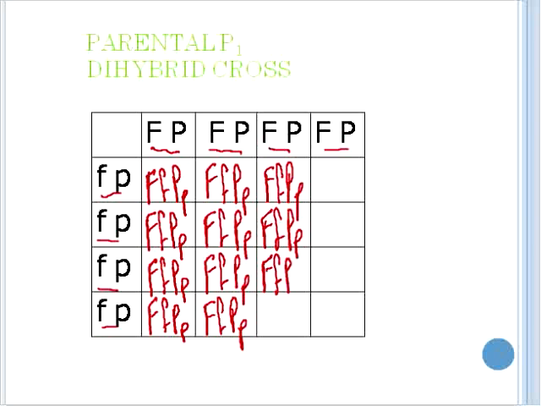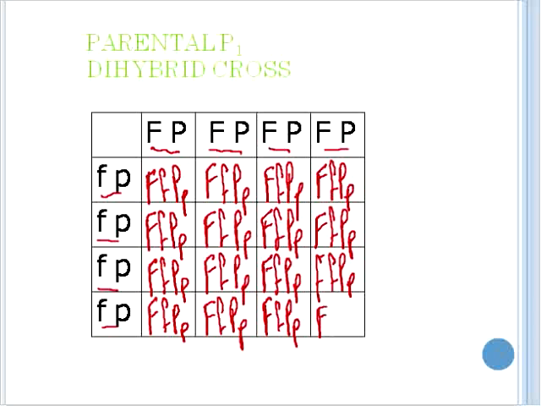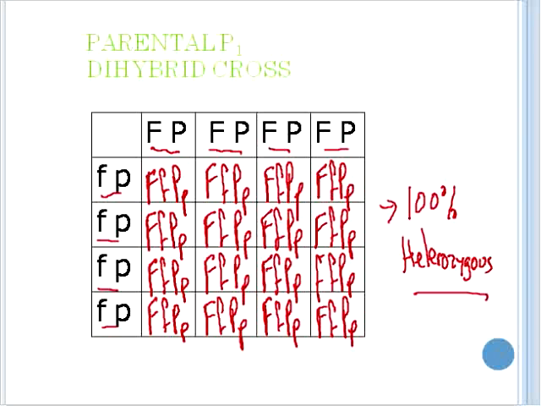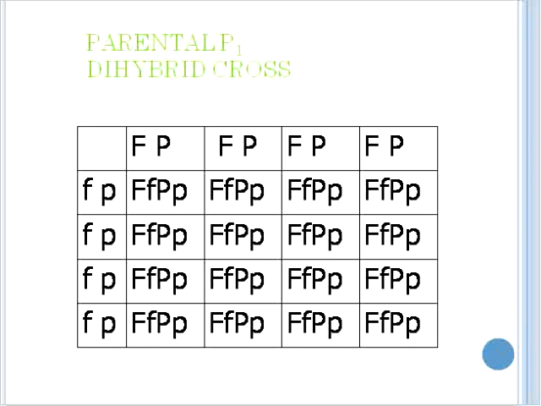Because both parents are pure, all of the offspring are going to be heterozygous (100% heterozygous). As you can see illustrated.